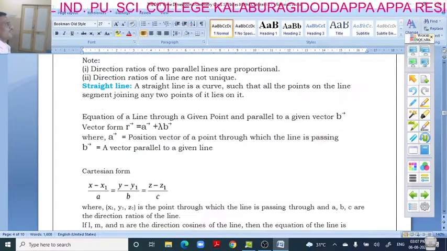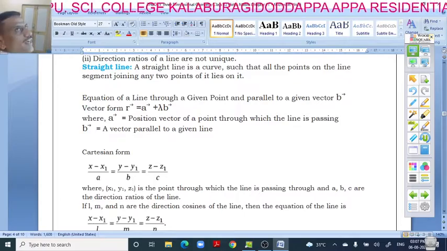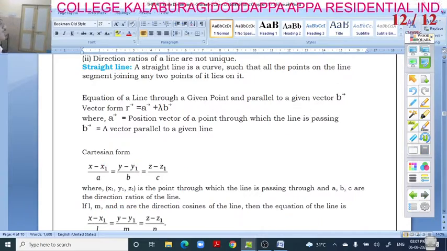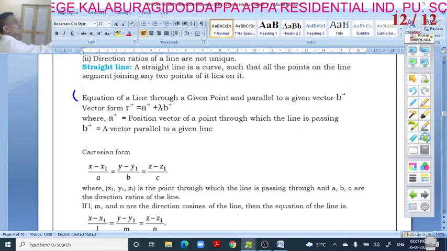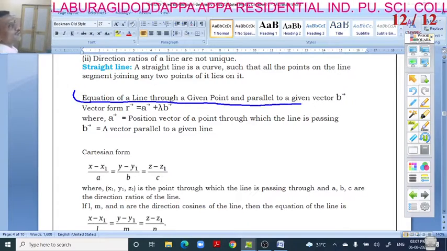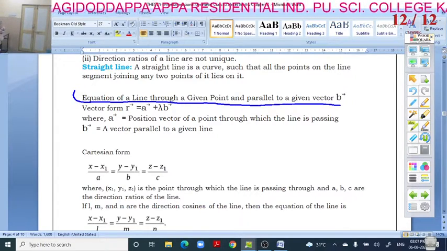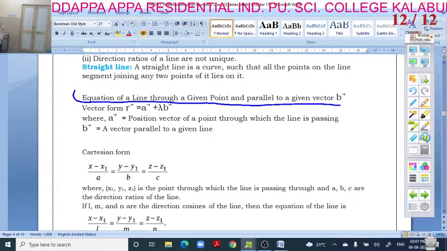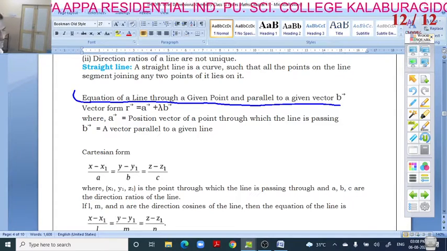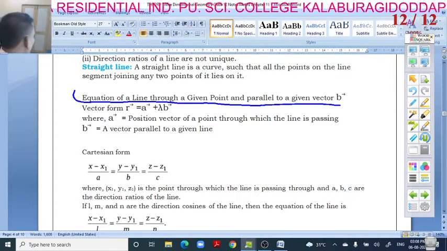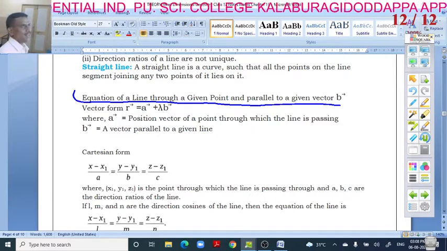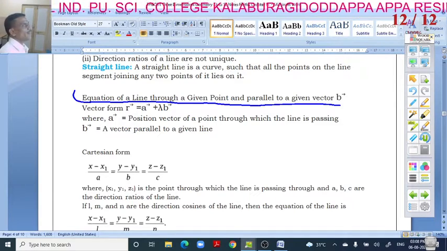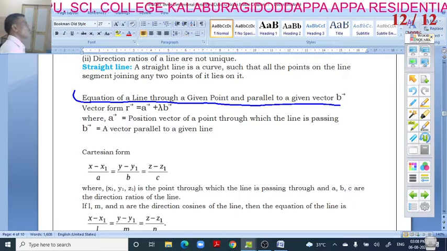The next important thing is the equation of a straight line passing through one point, that is, the equation of a straight line passing through a given point and parallel to a given vector b. In general, in analytical geometry, the equation of a straight line passing through one point is y minus y1 is equal to m into x minus x1, where m is the slope of the straight line.